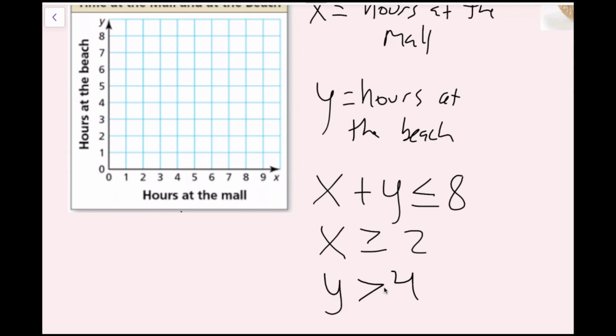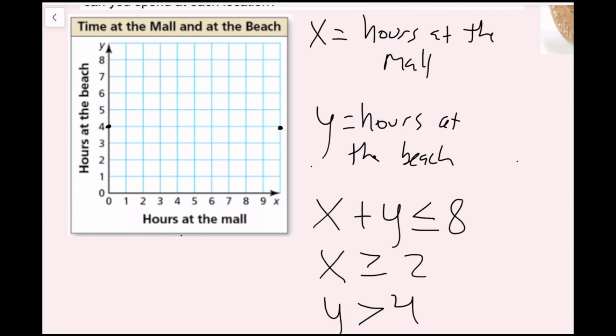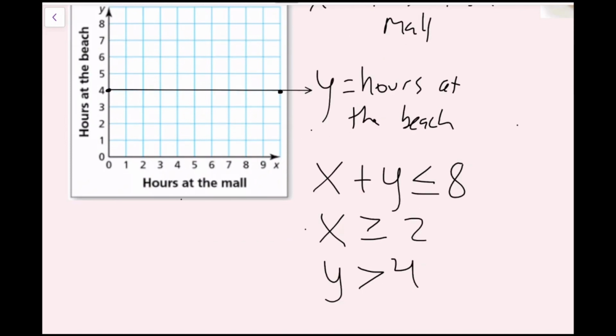So y is greater than 4. This is going to be a dashed line. And remember, y is equal to 4 is going to be a horizontal line at 4. So I can draw a dashed line at 4, so I'll do that right here. I actually decided to do a ray because it doesn't make sense to spend negative hours at the mall. That's why we're only in quadrant 1 here. Now I'm going to make it dashed.